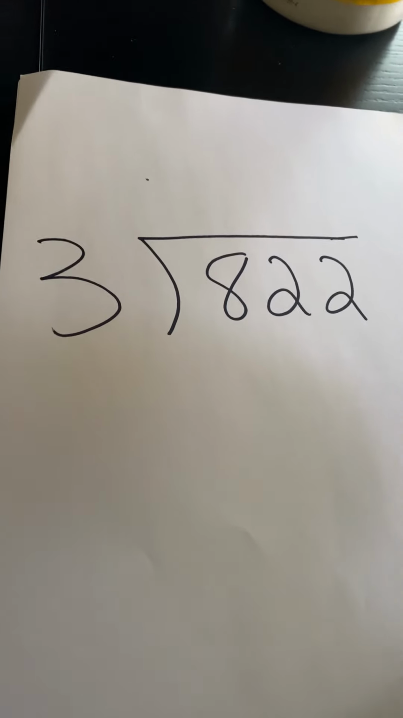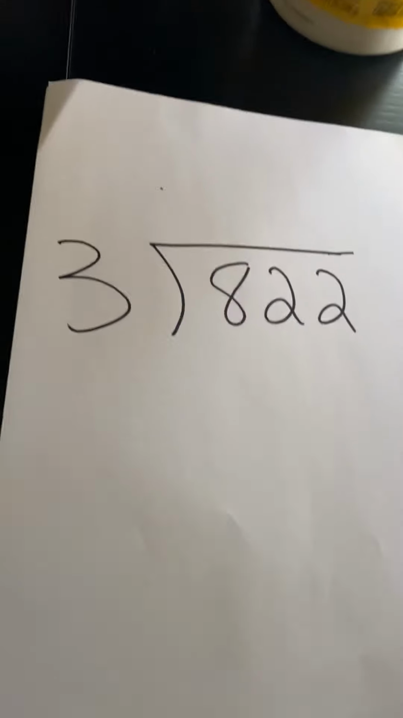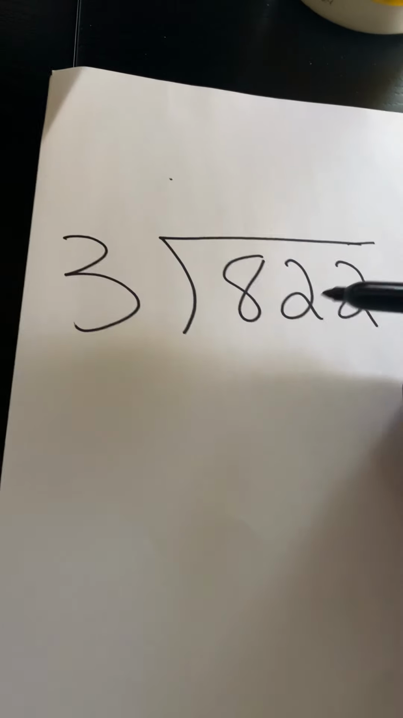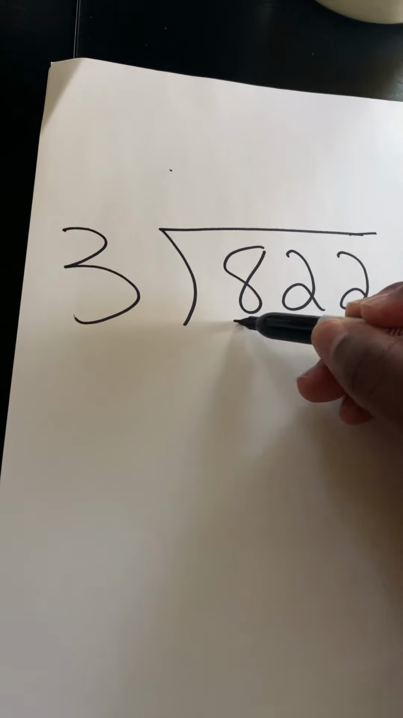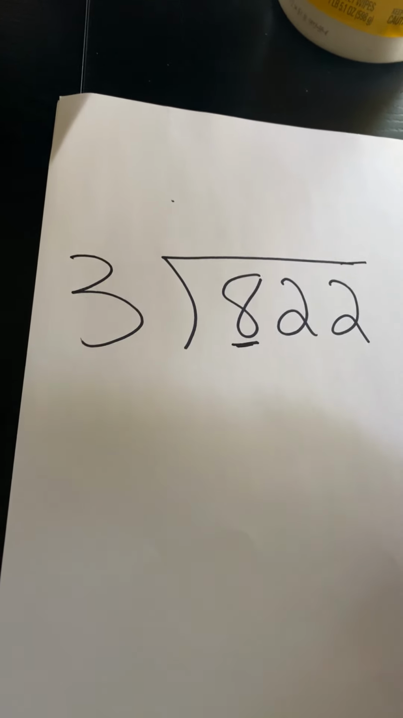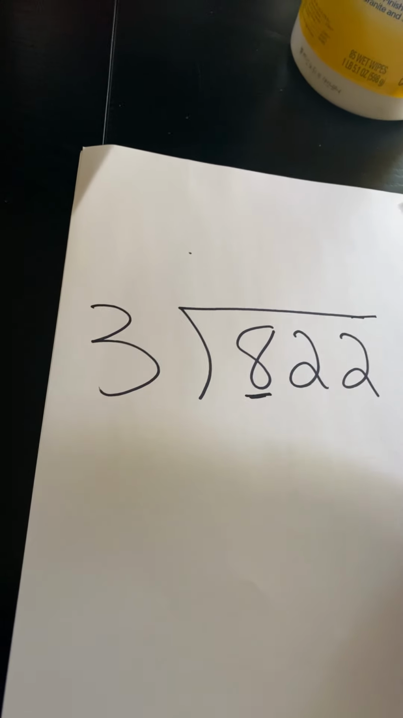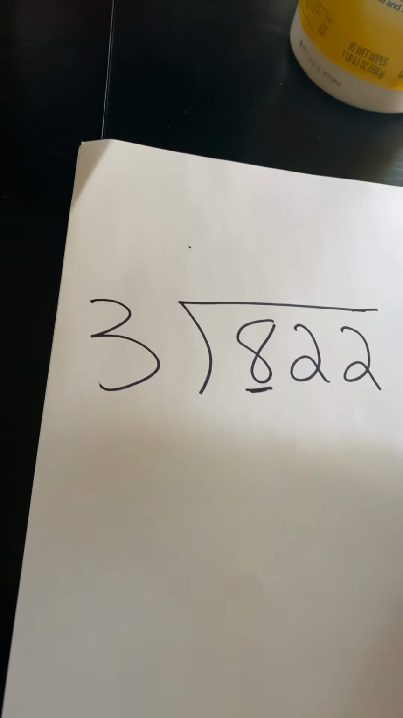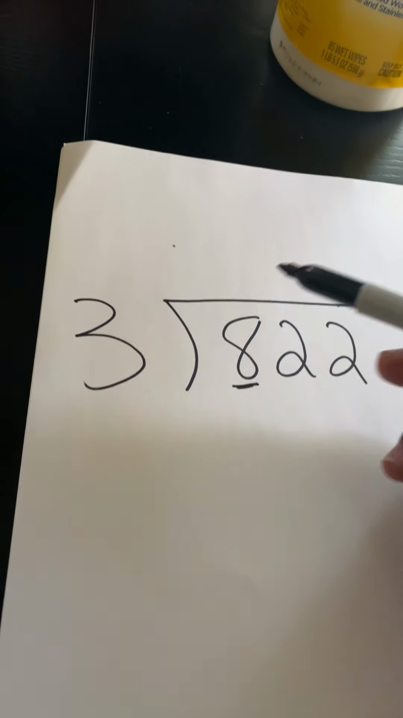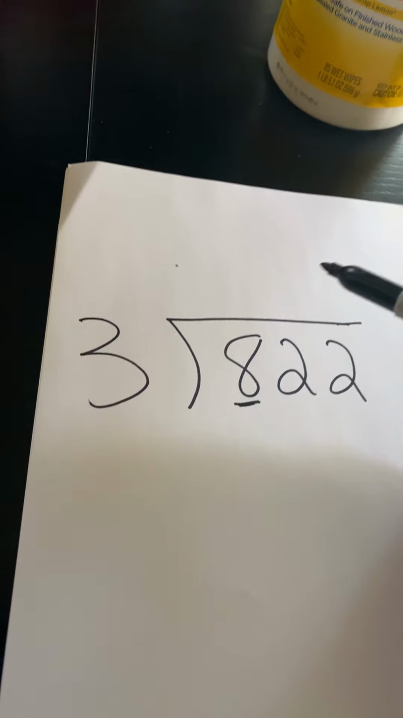When we do long division, instead of using a calculator, we're going to take it step by step, moving from left to right, using multiplication and subtraction. First, we look at this number here, 8. We're going to see how many times 3 can go into 8. We try 3 times 1, that equals 3. But let's go a little bit higher. 3 times 2 equals 6. Let's try to go high again. 3 times 3 equals 9.